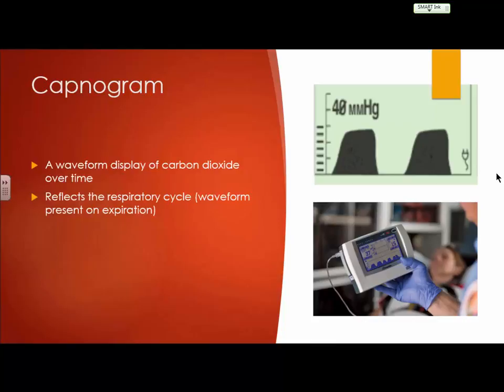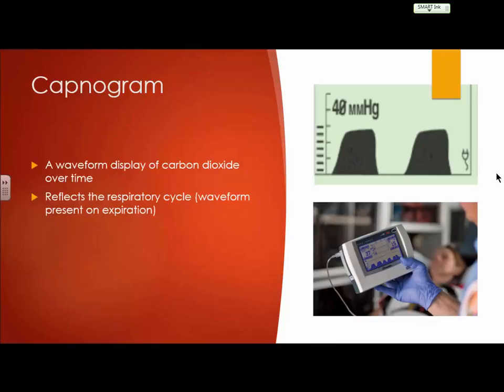Now when you look at the vertical plane of this graph, this is where you're going to get your numbers, all right? So this says that this is 40 millimeters of mercury. So that tells me at the plateau right here, the highest point, if I correlate that with my graph, this should be 40. This would be 35, 30, 25, 20, so on and so forth. So wherever I see my plateau of my waveform, that's going to be what my peak level of expiratory CO2 is. Does that make sense?